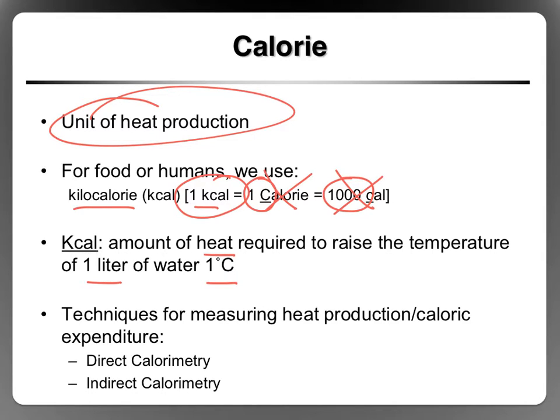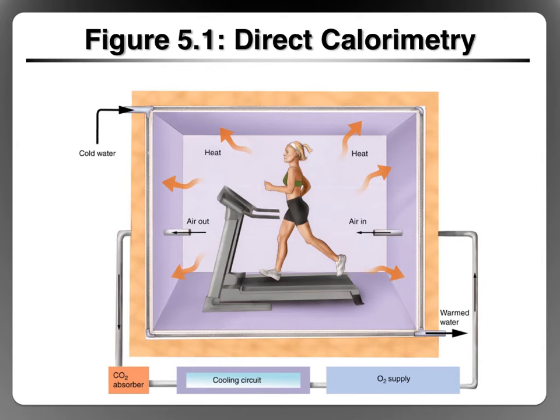So how do we measure heat production, or basically measure heat production as an estimate of caloric expenditure? Well, we can measure it directly. We can measure it indirectly. The direct measure of calorimetry occurs in a chamber like this. You would put the person in the chamber. The chamber is surrounded by tubing that is filled with water. Cold water goes in, and then the water comes out, and the water is being warmed by the heat that's being produced in this chamber.